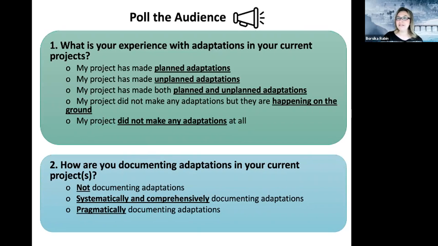So the first thing we will do is this mini polling of the audience, and I will ask Brennan to put this up. The first question we will ask you is about your experience with adaptations in your current projects, and there are some options. My project has made planned adaptations. It has made unplanned adaptations. It has made both planned and unplanned adaptations. And we did not make any adaptations, but they are happening on the ground. And finally, we did not make any adaptations at all. So if you could choose the option that best describes your project, that would be wonderful.